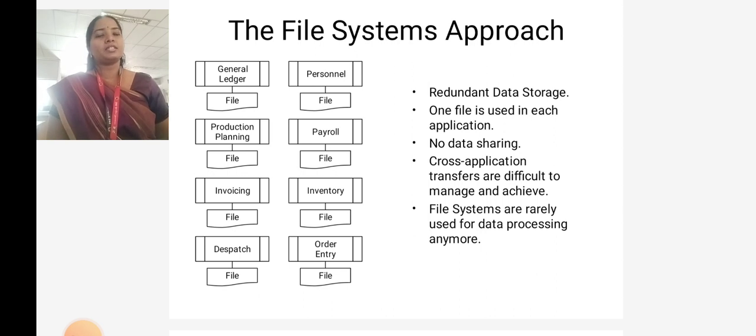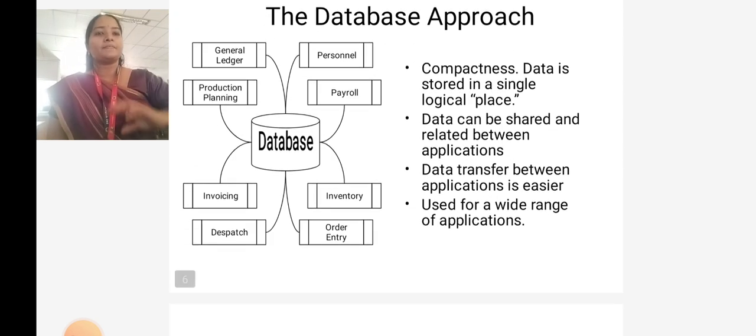Cross application means that if a single data item is present in a number of files, only one will be updated at a particular moment, and the user can misuse the other data that is stored in other files. So file systems are rarely used for data processing, and this is not a good way of storing data. So the database approach came into existence.